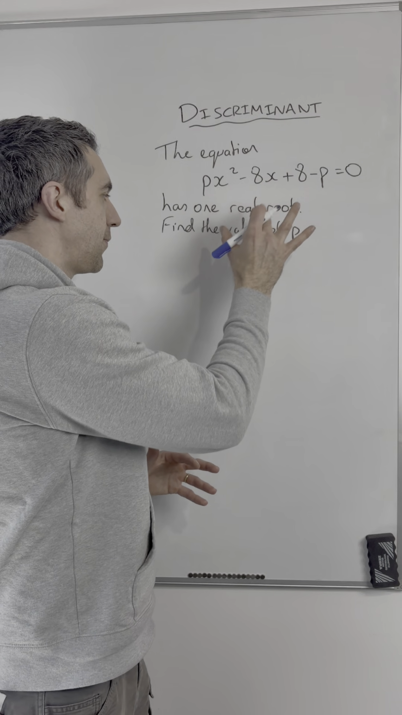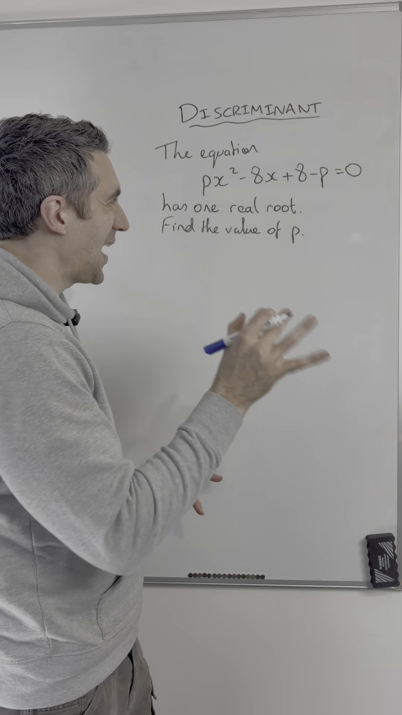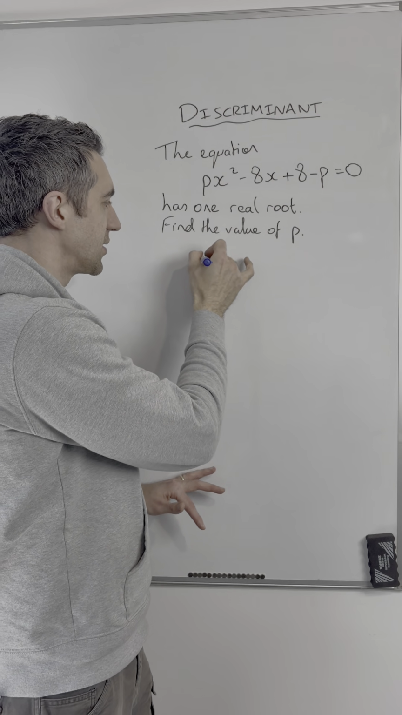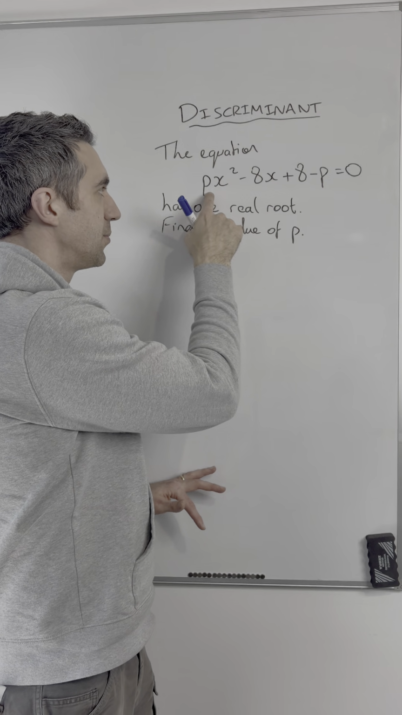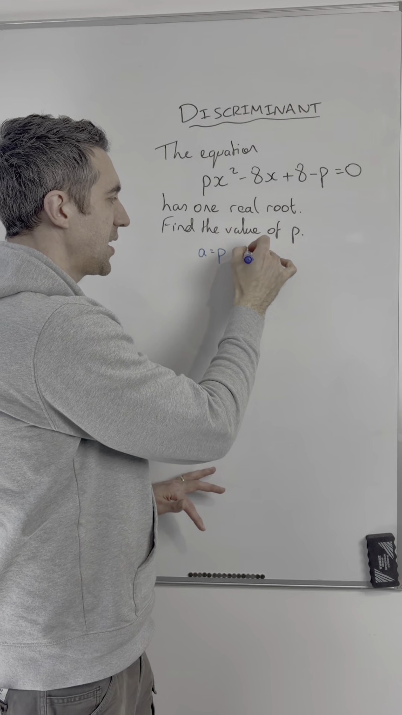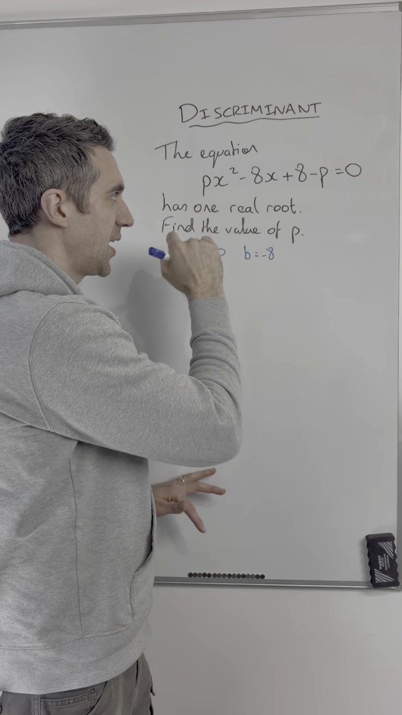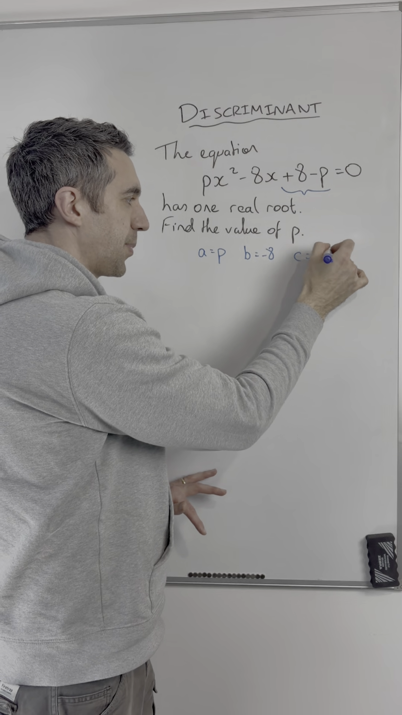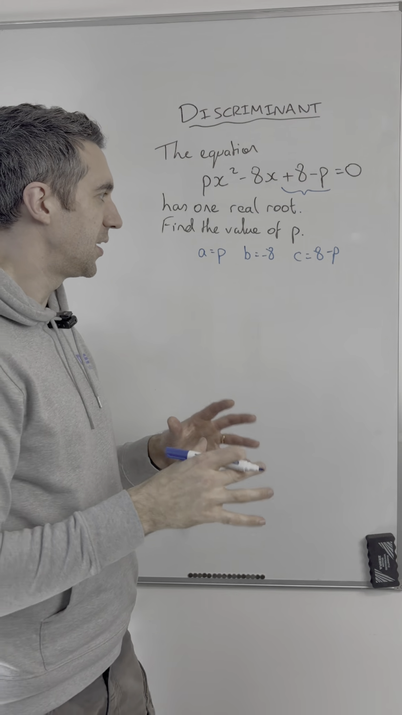So really helpful to then write down what a, b, and c actually are, particularly when you've got multiple parts or parts where they're made up of two things. So here I've got a equals p, my coefficient of x squared. I've got b equals minus 8, so a negative there. And then c is the bit left on the end, which is 8 minus p. So it's both parts as part of c.